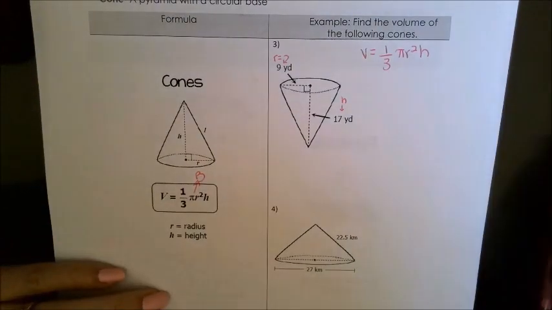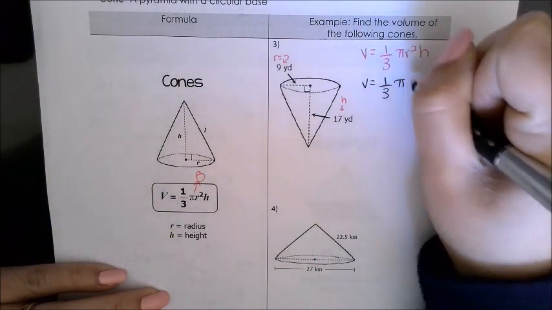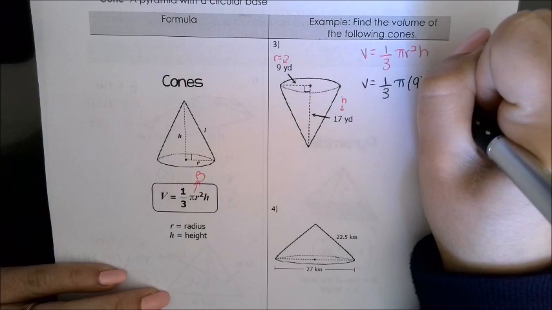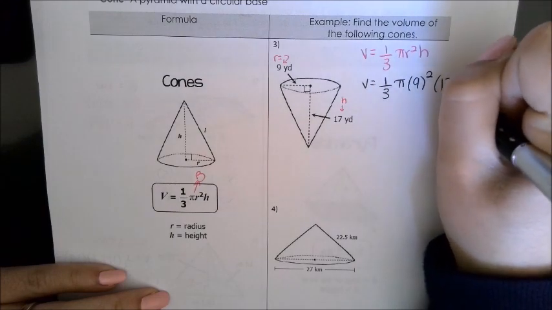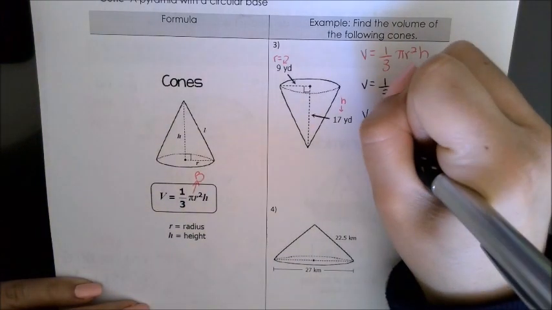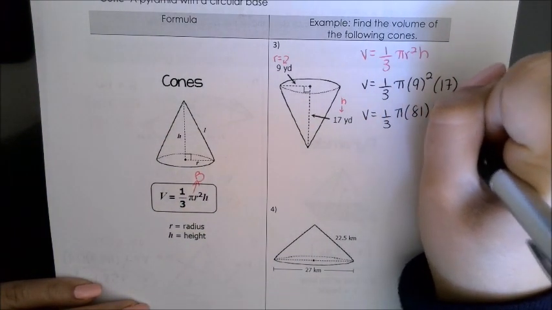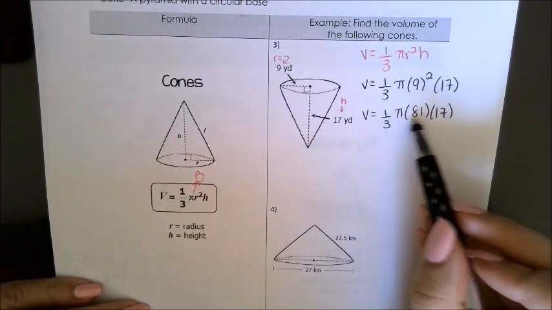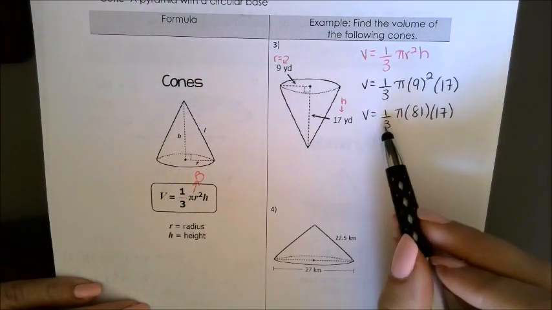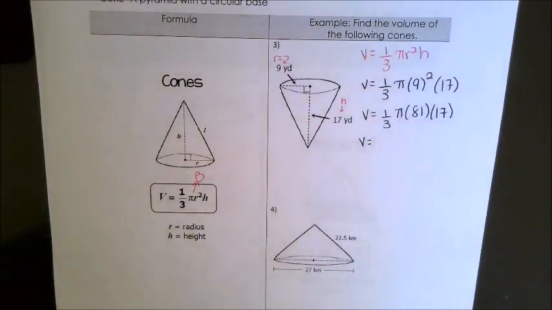And I'm going to go ahead and just substitute in our values. So this one's pretty straightforward. Pi, my radius, we said was 9, squared, times the height, which is 17. Go ahead and do your exponents first. So 9 times 9 is 81. Then I recommend you multiply all your numbers with the pi and then divide by 3. And I'm going to keep these rounded to the nearest hundredth.